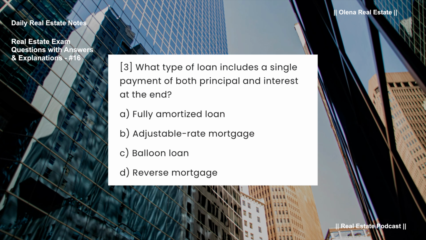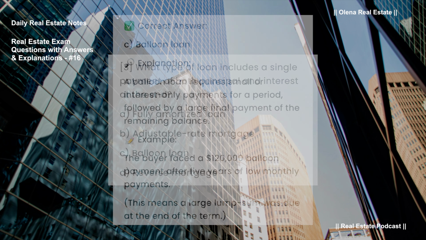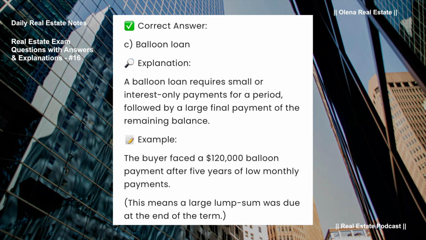What type of loan includes a single payment of both principal and interest at the end? A. Fully amortized loan. B. Adjustable rate mortgage. C. Balloon loan. D. Reverse mortgage. Correct answer, C.